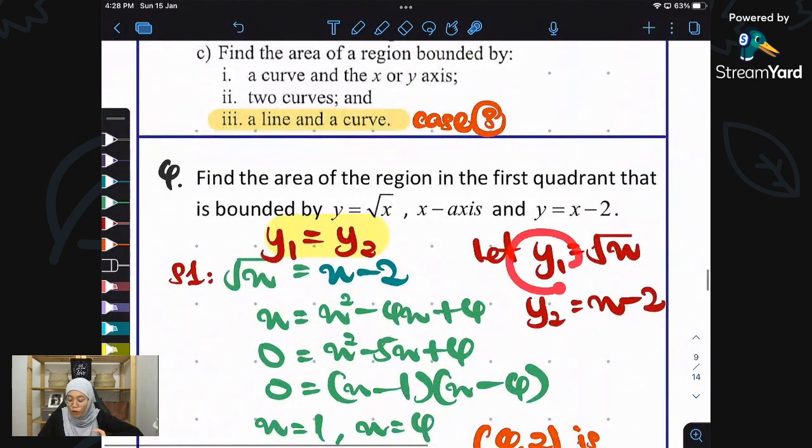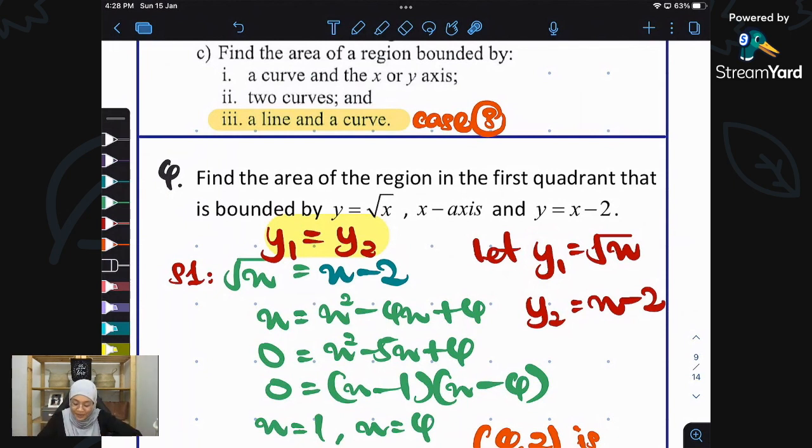Tak semestinya you follow cara saya let y1 is this. Tak rigid pun benda ni. Up to you guys sebab assumption is freedom. Okay, you can let whatever you want, asalkan mengikutlah this is y, you use the y. Okay, so y1, y2. Assumption let is your freedom.